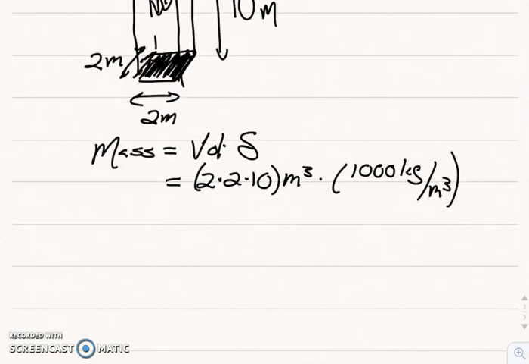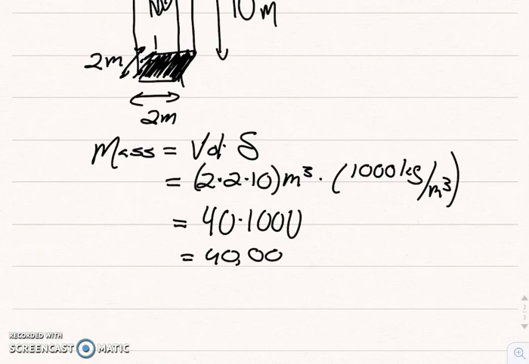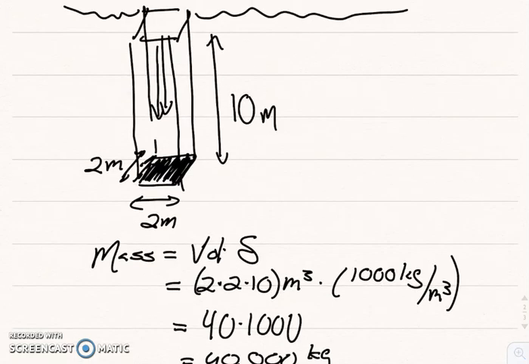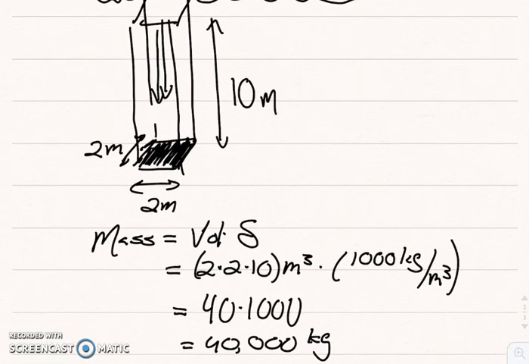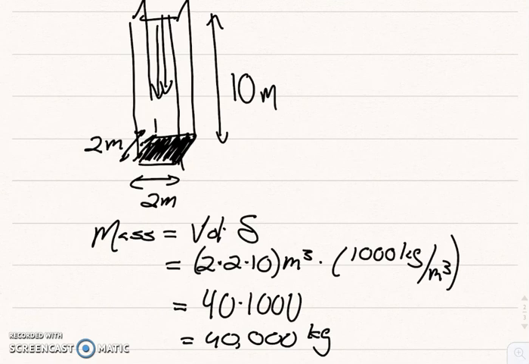So we can calculate this. What do we get here? We get 40 times 1,000, or a whopping 40,000 kilograms of mass, right? So that's the mass of the column of water suspended above the plate.